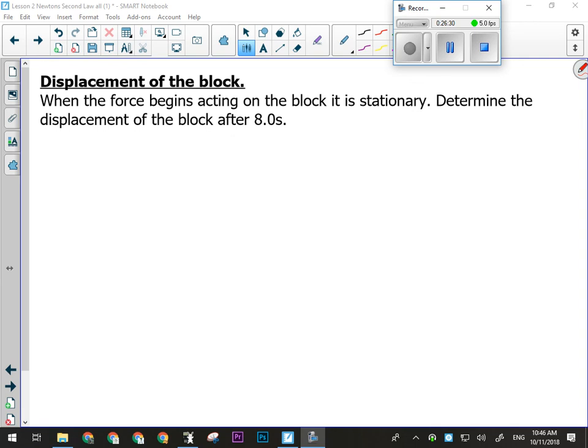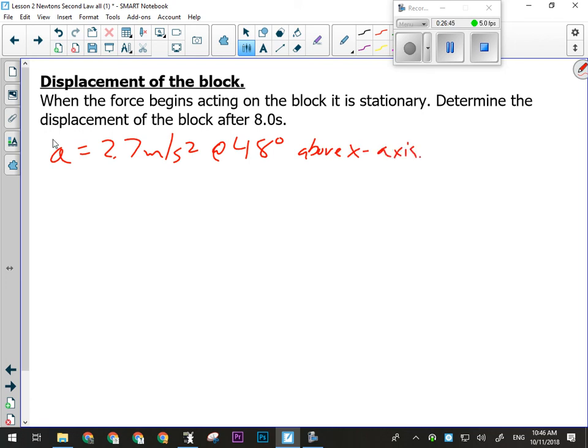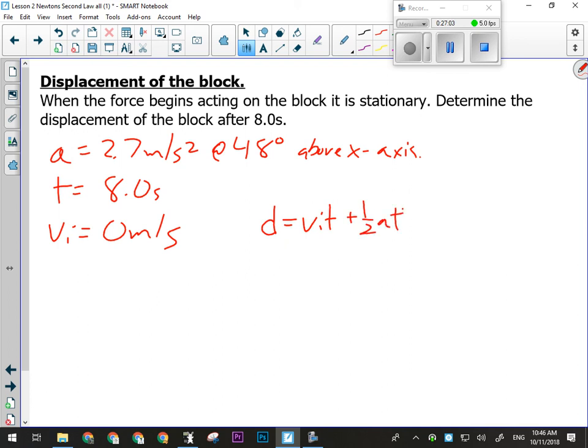We just calculated the acceleration of the block, and we found the acceleration of the block was 2.7 meters per second squared at 48 degrees above the x-axis. That's what we were told. We now want to find out what's the displacement of the block after 8.0 seconds if it started from rest. All right, well, can I do that? Do I have a formula that'll do that? Sure I do. I've got this formula from back in the last unit. D equals VI times T plus 1/2 AT squared. I have all of those numbers. Since VI is 0, it's just 1/2 AT squared. So 1/2 times 2.7 times 8 seconds squared.